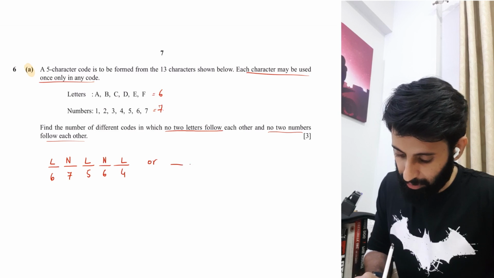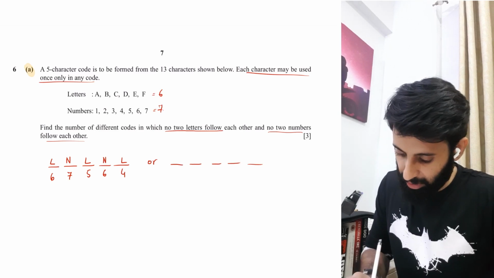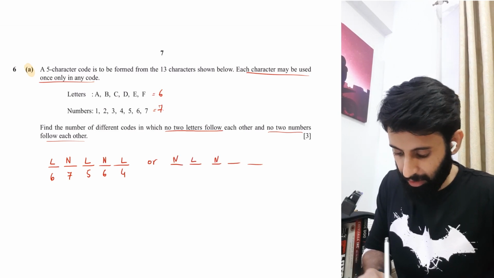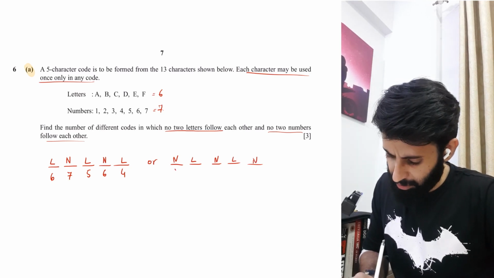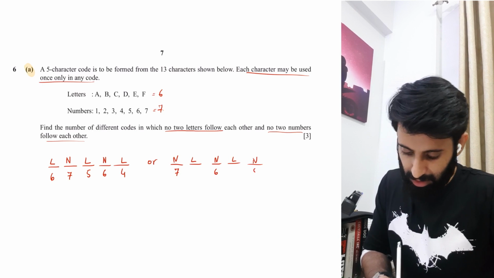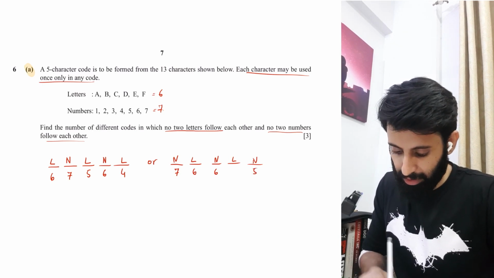Or you could have done it like this also. You could have started with a number, then a letter, then a number, then a letter, and then a number. So how many numbers do you have to choose from? You have 7, then 6, then 5, and then for the letters, you have 6 and 5.